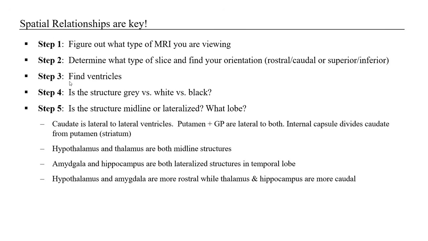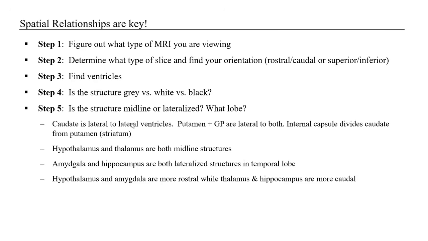Next step, find the ventricles. Now, if something is being pointed to, you have to ask yourself, is the structure gray versus white versus black? Knowledge of the type of MRI will help you. And then you say, is this structure midline or lateralized? Remember, caudate is lateral to the lateral ventricles. Putamen and globus pallidus are lateral to both.